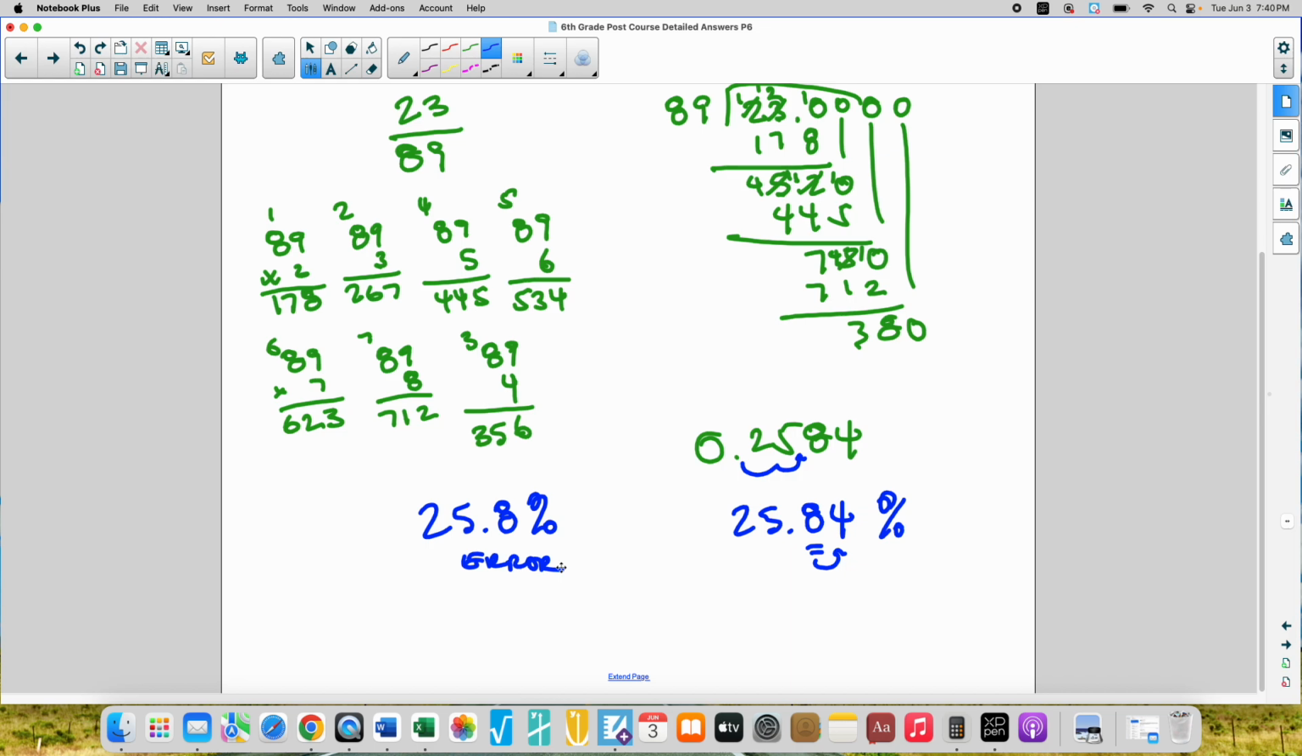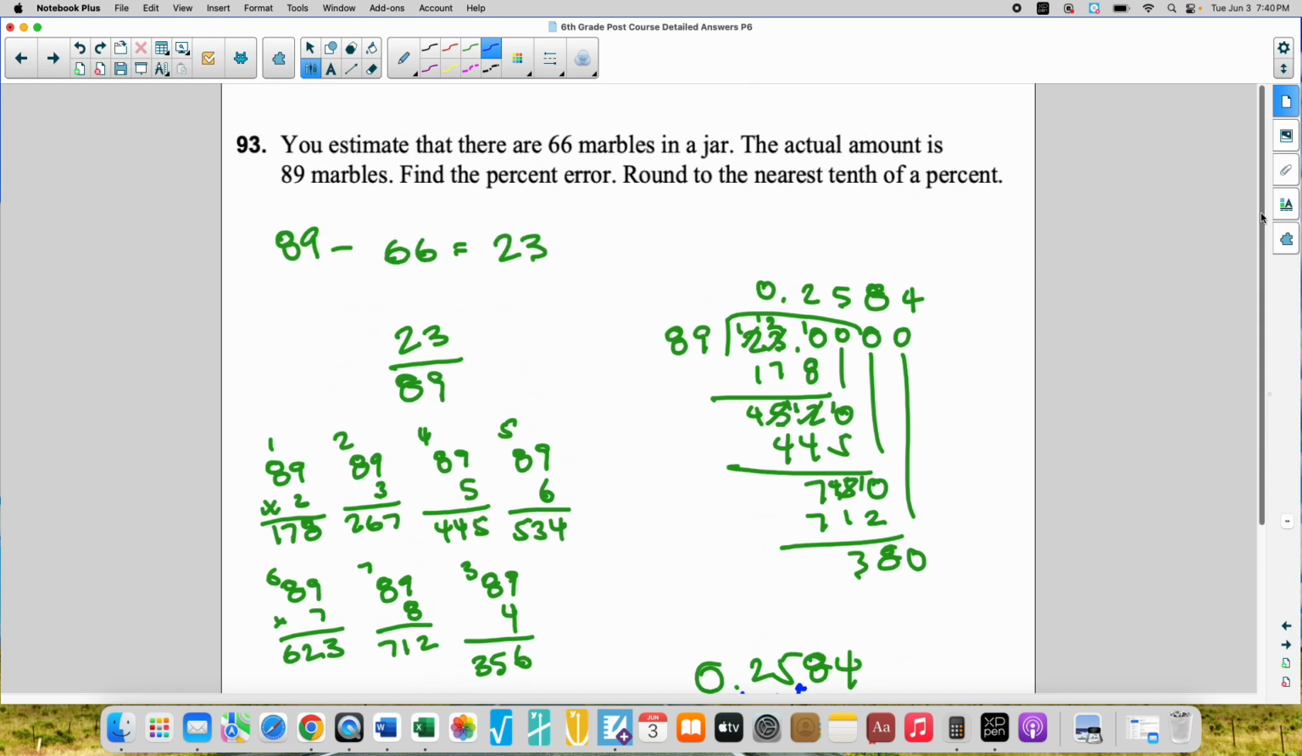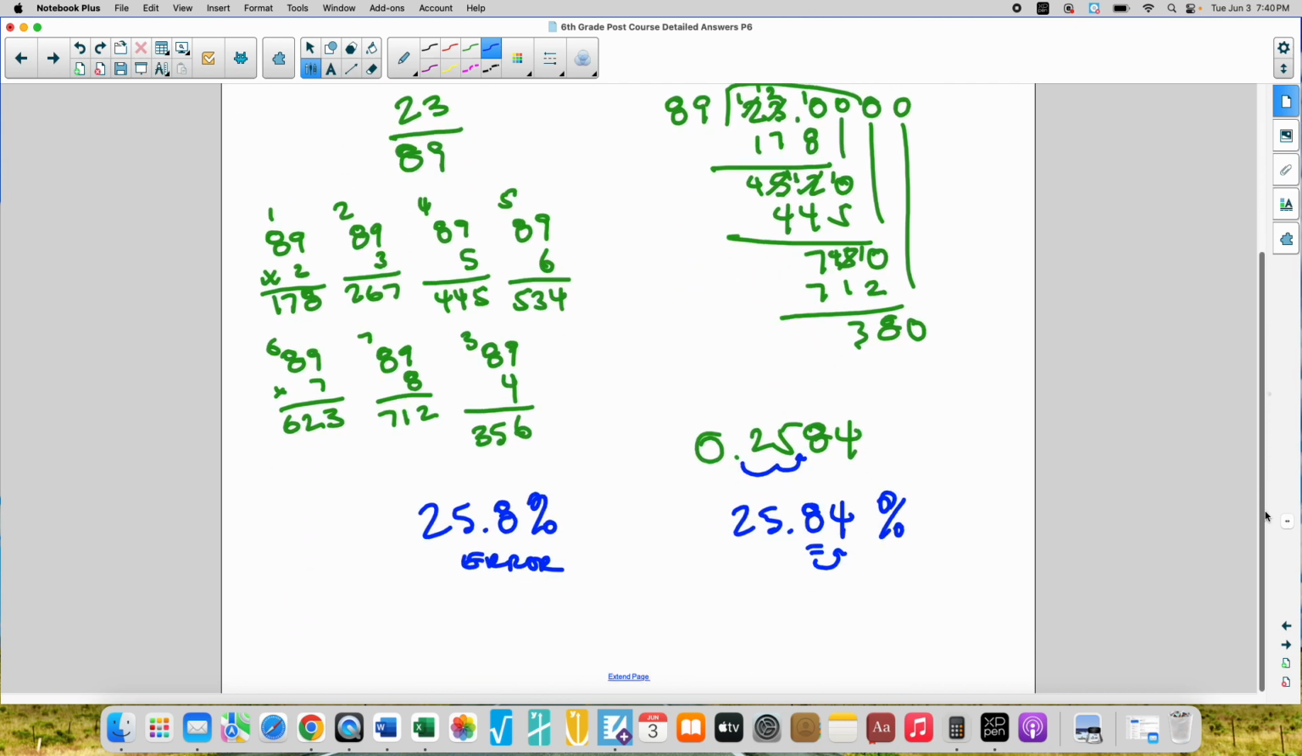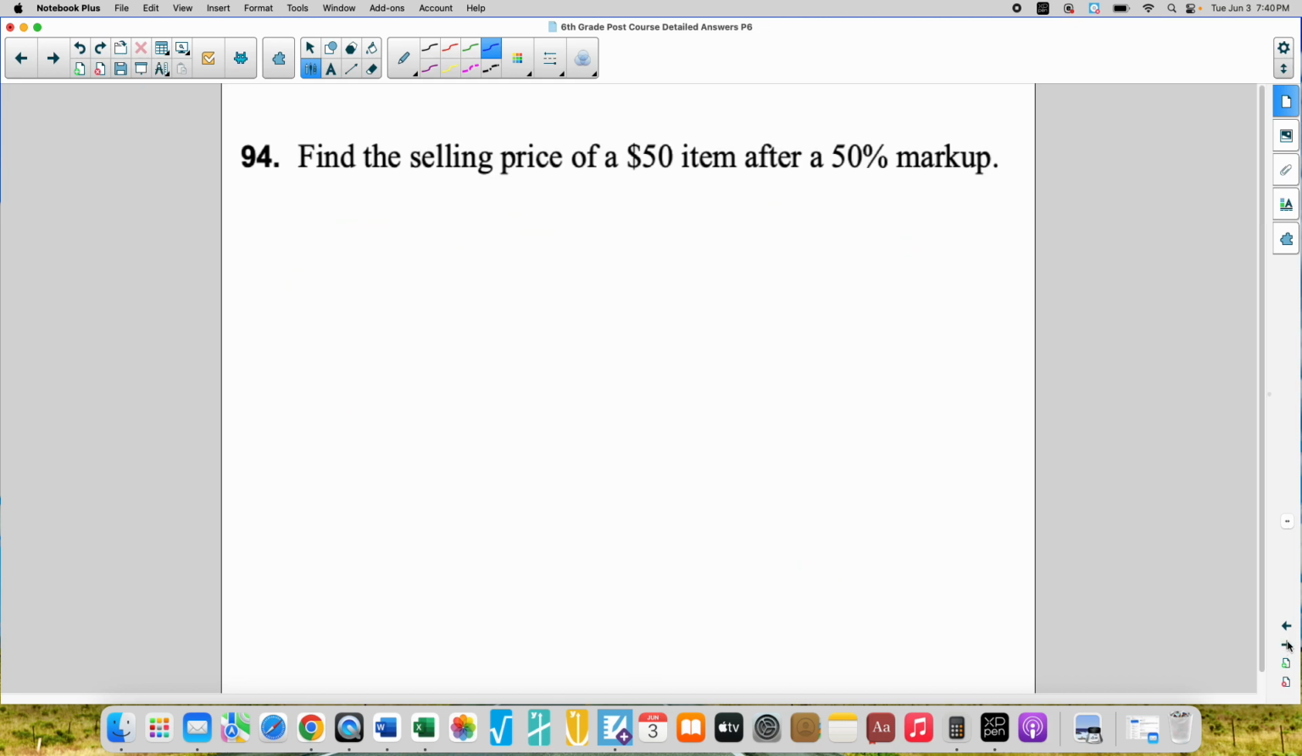And is that correct? Duh! What number is this? 93. 25.8%. Woo! Good. I was going to say, I did a lot of math. Number 94. 2 more problems.